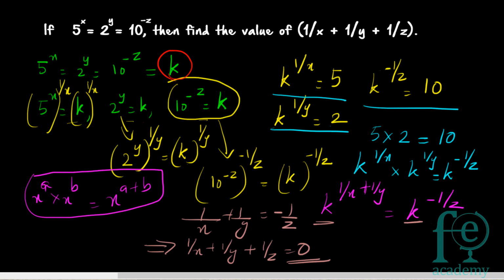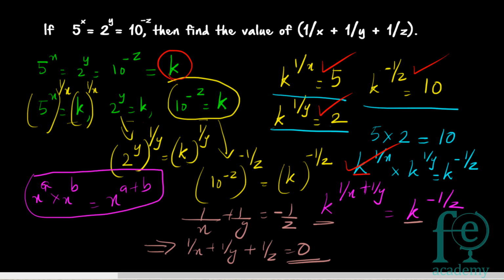So you will be getting 5 is equal to k raised to 1 by x, 2 is equal to k raised to 1 by y, and 10 is equal to k raised to minus 1 by z. So 5 into 2 is equal to 10. You will be rewriting the expression in terms of k. So you will be getting k raised to 1 by x into k raised to 1 by y is equal to k raised to minus 1 by z.